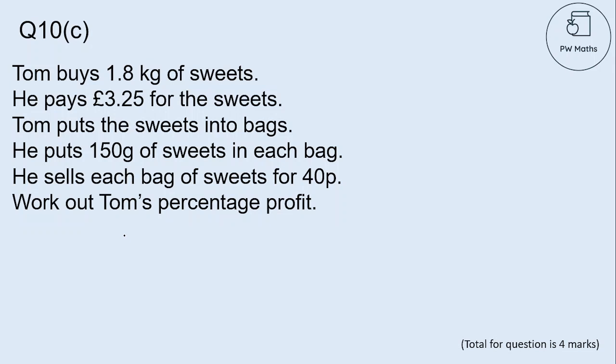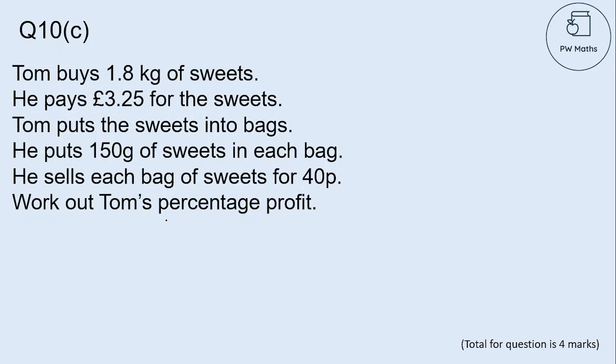Now moving on to something that's a little bit more fiddly. We've got some other bits and pieces to have to work out, a bit more problem solving to do with a question like this. Tom buys 1.8 kilograms of sweets. He pays £3.25 for that 1.8 kilograms. He then puts them into bags which are 150 grams each, and he sells each of those smaller bags for 40 pence. Work out Tom's percentage profit.